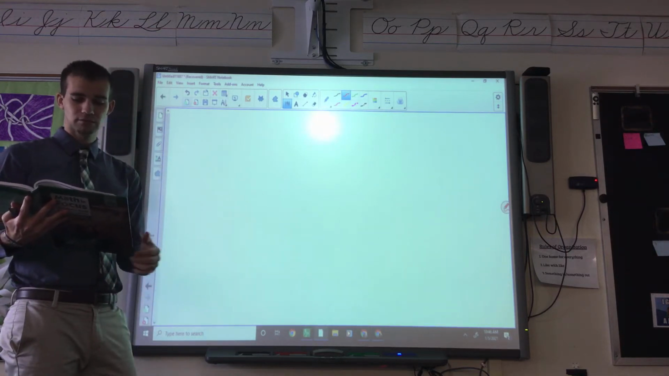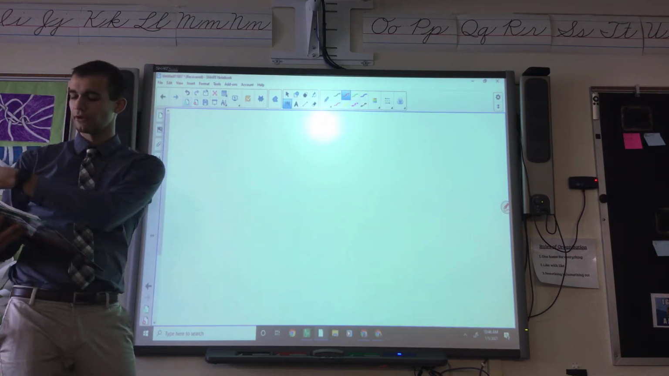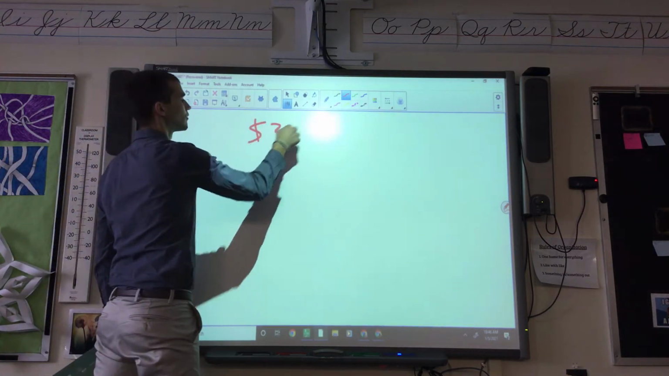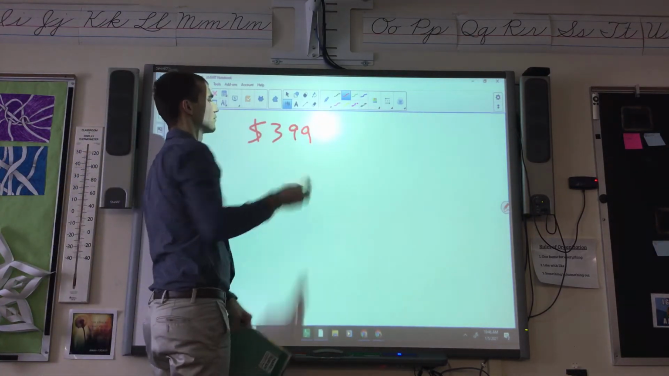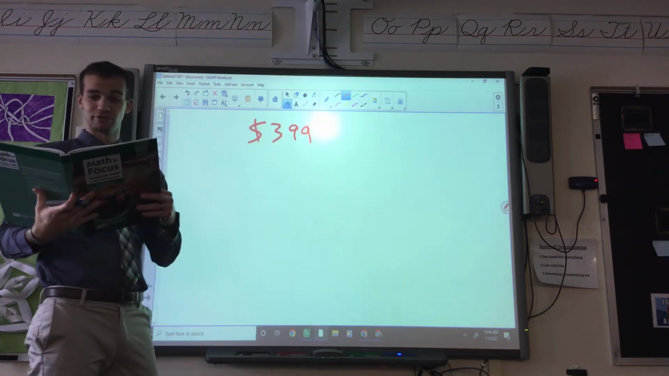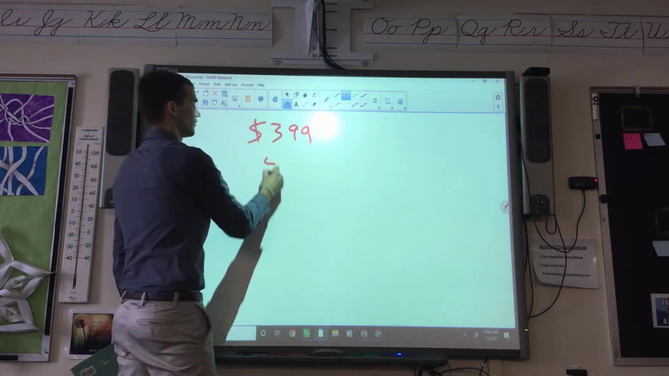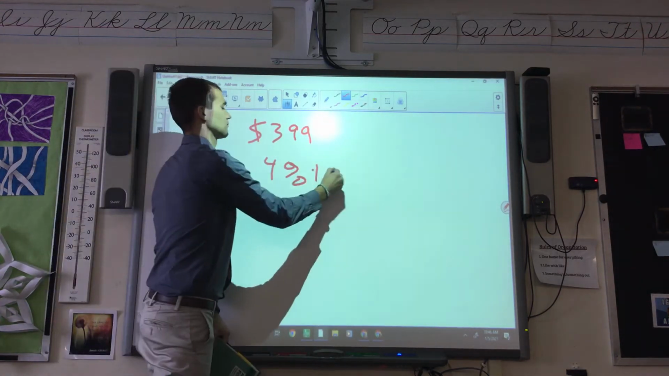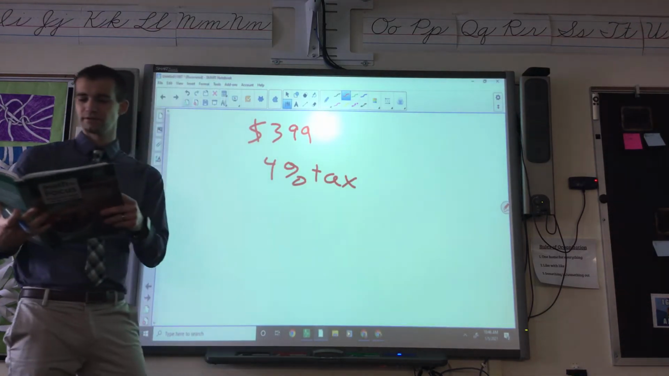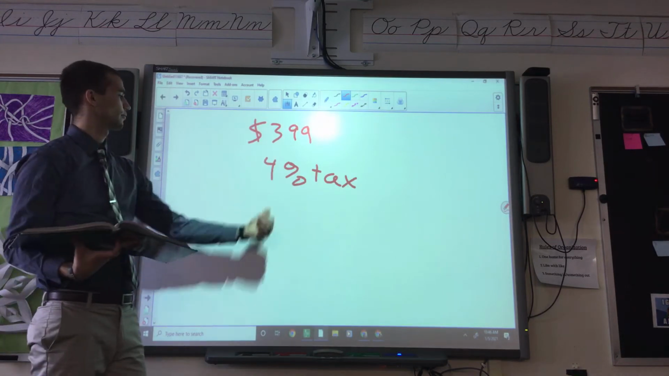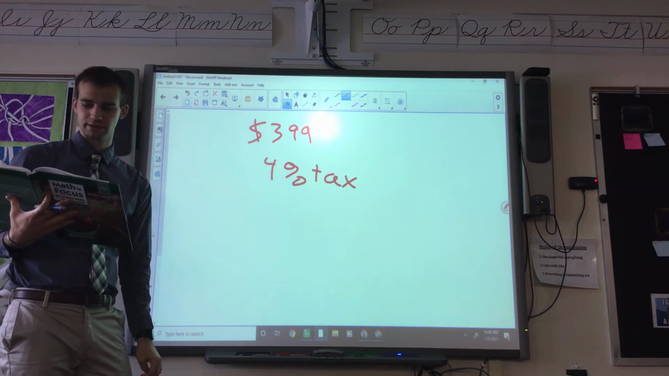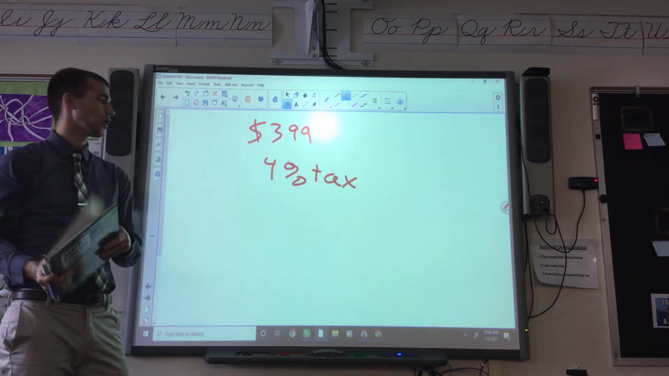Number B, an electronic game system costs $399, plus a 4% sales tax. If you're getting 4% sales tax, I don't know what state you're buying it in, but it's definitely not Wisconsin. What is the total cost of the game system?